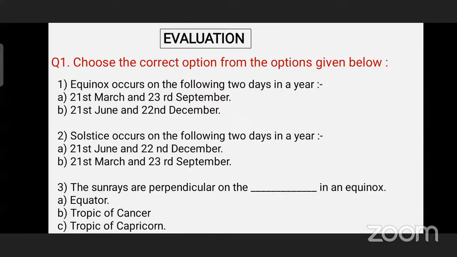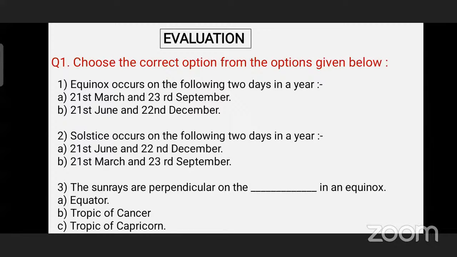Now the next question is, solstice occurs on the following 2 days in a year. Option A, 21st June and 22nd December. Correct. This is the answer for solstice days. So remember, students, equinox occurs on 21st March and 23rd September, and solstice occurs on 21st June and 22nd December. Keep it in mind, students.